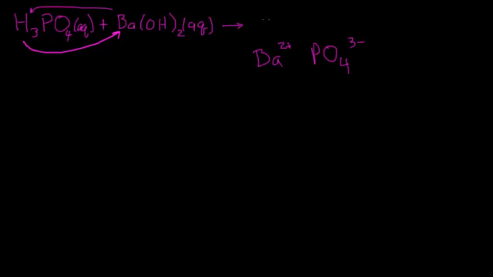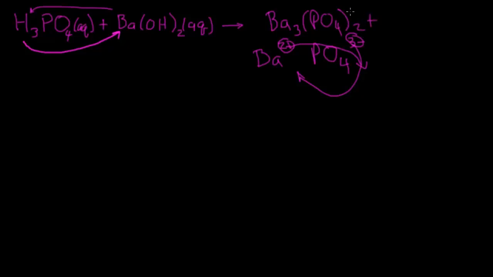So then we're going to write for our formula up here, Ba, and then we cross our charges, remember. We're going to bring the 3 down as the subscript on the barium, and the 2 is going to come down as a subscript on the phosphate. So it's going to be Ba3(PO4)2. Alright, so there's one of our products.